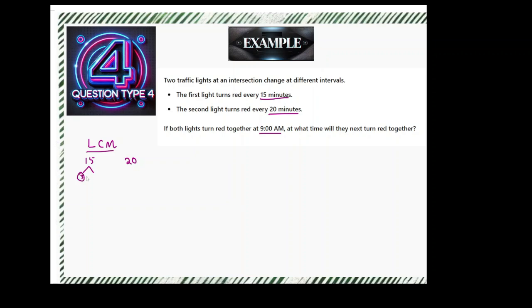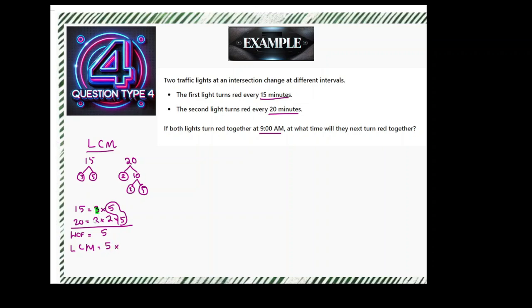So 15 is basically 3 times 5. 20 is 2 times 10, and 10 is 2 times 5. So 15 is equal to 3 times 5, and 20 is equal to 2 times 2 times 5. Now to get the highest common factor, you can look for the common numbers. There's only one, which is 5. And the lowest common multiple is the highest common factor multiplied by the leftover numbers.